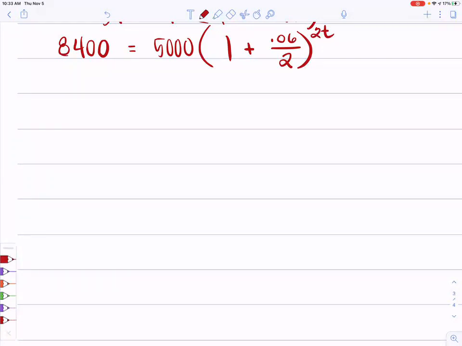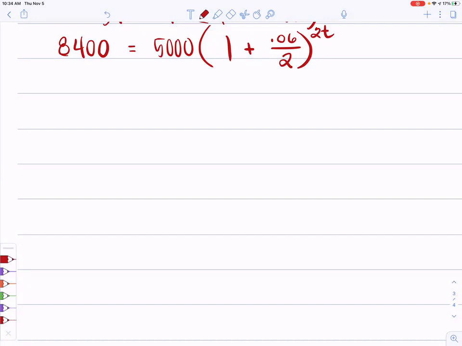Spoiler alert, you could call that 1.03. 0.06 over 2 is 0.03, and 1 plus 0.03 is 1.03. But I'm not going to, and here's why. Imagine if part A didn't say it's compounded semi-annually. What if it said it was compounded daily? It would be 1 plus 0.06 over 365. Not something I could do mentally, sorry. So let's just leave it all written out so that we get used to that if it were ugly. But I could change that into a 1.03 if I wanted to.